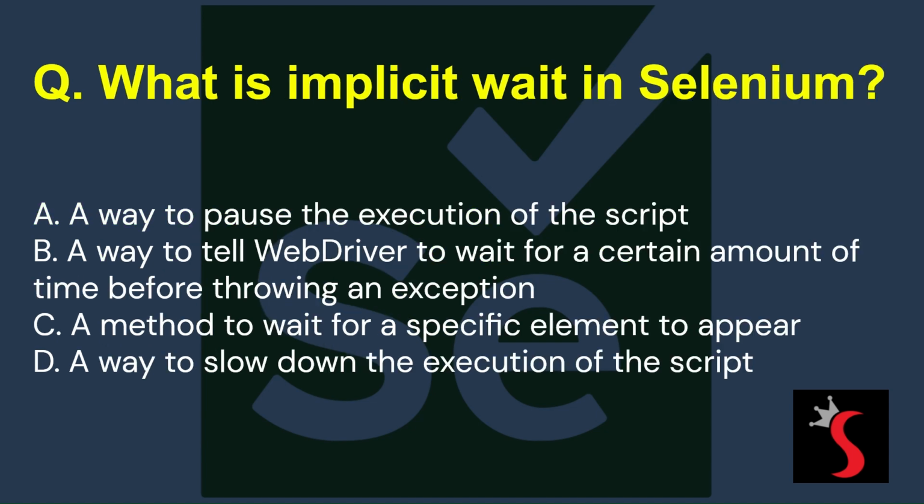What is implicit wait in Selenium? A. A way to pause the execution of the script. B. Way to tell WebDriver to wait for a certain amount of time before throwing an exception. C. Method to wait for a specific element to appear. D. Way to slow down the execution of the script.